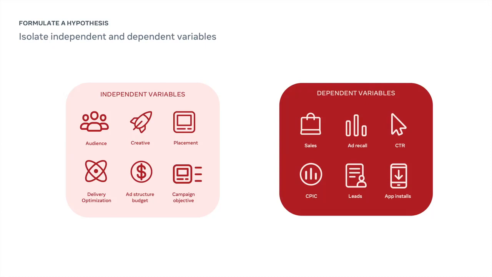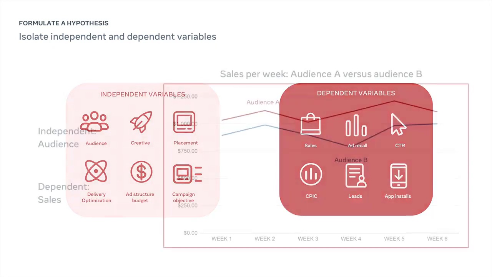The dependent variable, or the outcome variable, should align most closely with your business goal. That way, your outcomes are more likely to give you the most relevant, useful information. Examples of dependent variables could be sales, ad recall, click-through rate, cost per incremental click, leads, or app installs.